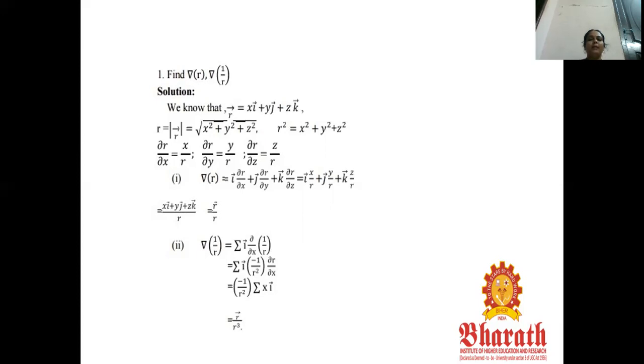Second one, del of 1 by r is equal to summation i vector ∂/∂x of 1 by r. Differentiating 1 by r with respect to x gives minus 1 by r squared, and again we have to differentiate r, that is ∂r/∂x. So minus 1 by r squared, taking it outside the summation, times summation x i, which can be written as x i vector plus y j vector plus z k vector, that is equal to r vector. Together with the r we already have, that is r cubed. So del of 1 by r is equal to r vector by r cubed.